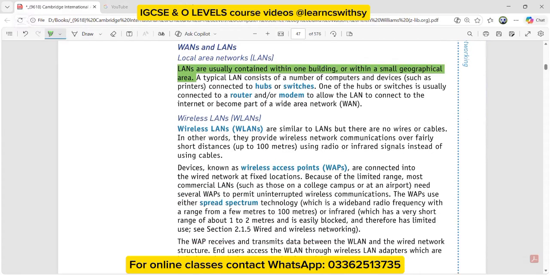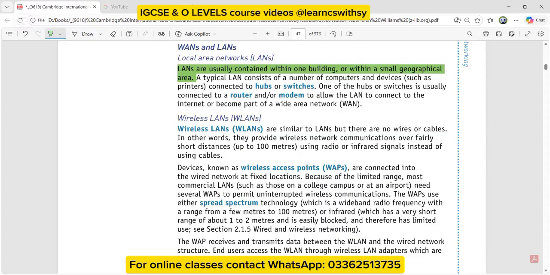Now, wireless LANs are basically similar to LANs, the only difference is there are no wires or cables. They are connected to each other through wireless means, maybe using radio waves or infrared signals instead of cables. So if they ask about WLANs, then you simply have to mention: similar to LANs, except there are no wires or cables, and they are connected through radio or infrared signals.